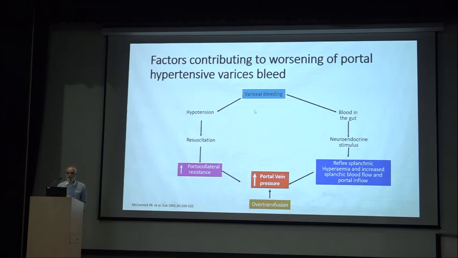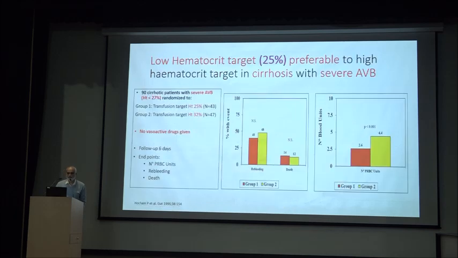In variceal bleeding, hypotension occurs, we do resuscitation, which increases portal collateral resistance, and portal venous pressure increases. Blood goes into the gut, there are neuroendocrine stimuli, then there is reflex splanchnic hyperemia and increased splanchnic portal flow and blood flow. This is the main component, and over transfusion is one of the factors that leads to increase in portal pressure. So over transfusion has to be avoided. It is better to keep blood pressure on the lower side rather than higher side.